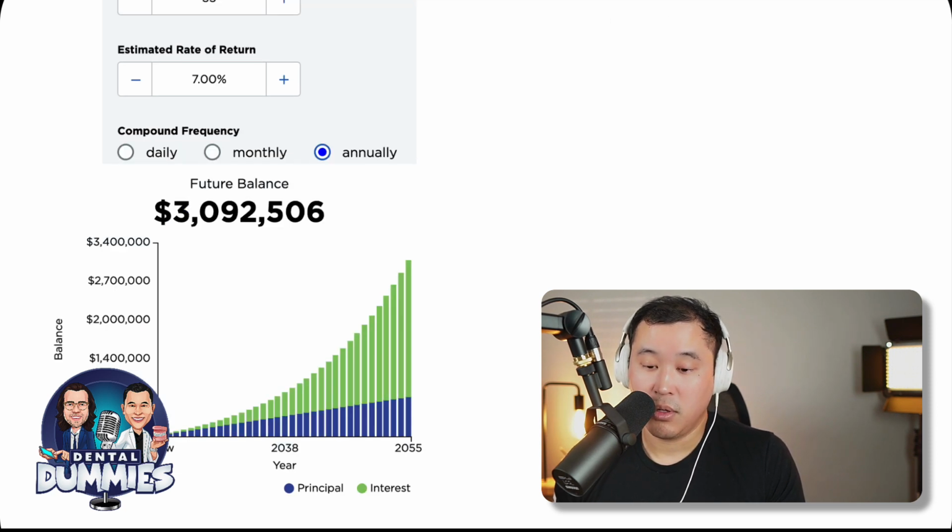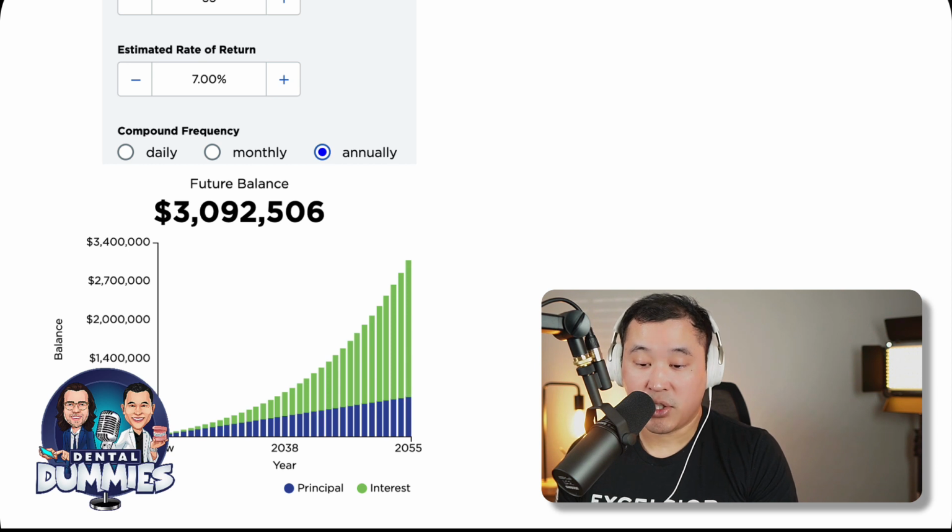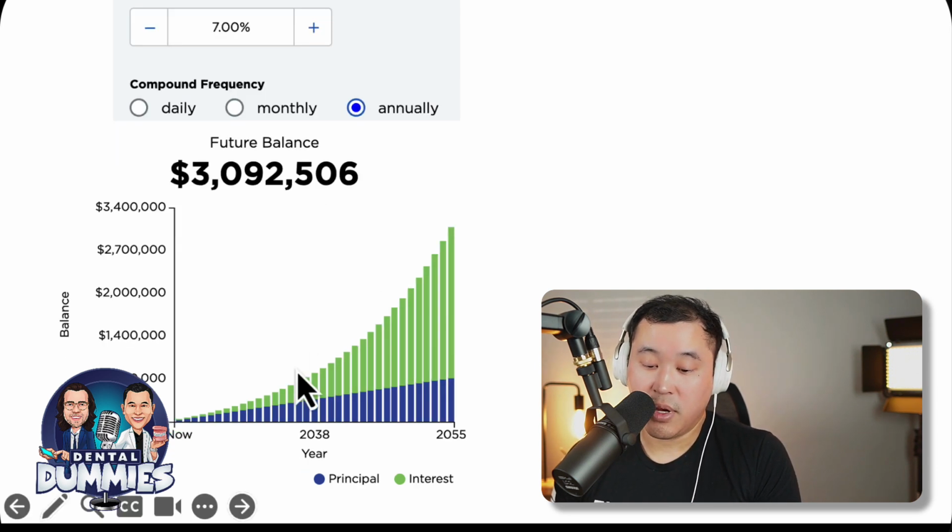Here we go. If you keep this up from age 30 and you sock away $19,500, you will have a total balance of $3 million pre-tax in your 401k account. That's enough to retire on. Depends on your lifestyle. But this is excellent.